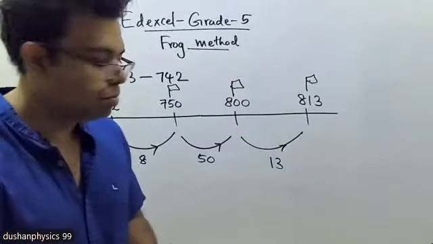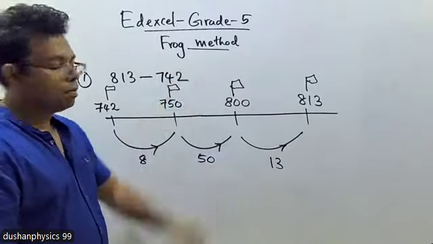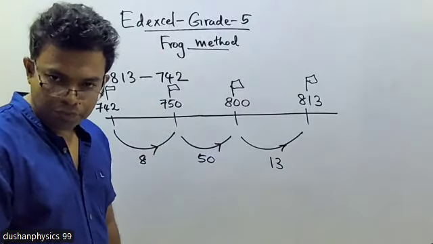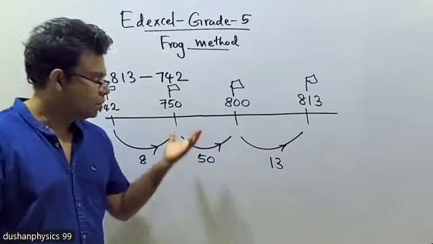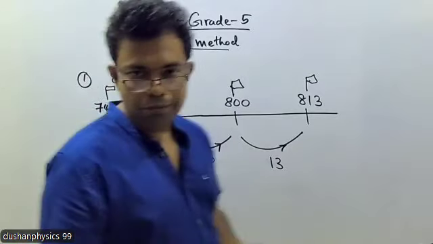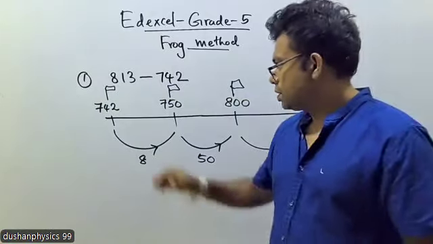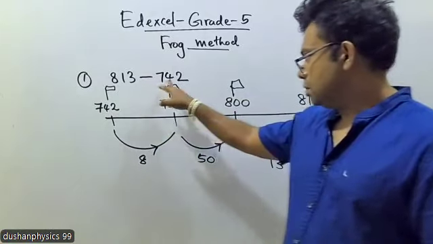Today I'm going to teach you the frog method for the Edexcel grade 5 students. It's quite an easy method, as you can see. Let's take a small example: 813 minus 742.